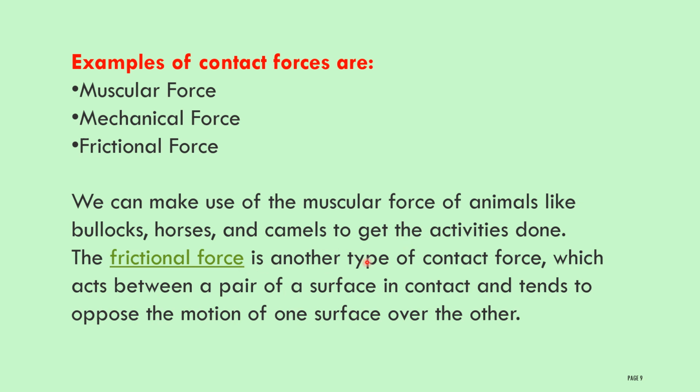Then frictional force is another type of contact force. Frictional force is one of the contact forces which acts between a pair of surfaces in contact. When two surfaces are in contact with each other, a frictional force exists and tends to oppose the motion of one surface over the other. If the object is in motion, then frictional force is the opposing force. It will act on the other object and oppose the motion of the object. To overcome the frictional force, normally we have to apply some force. Then you can come out from the frictional force.